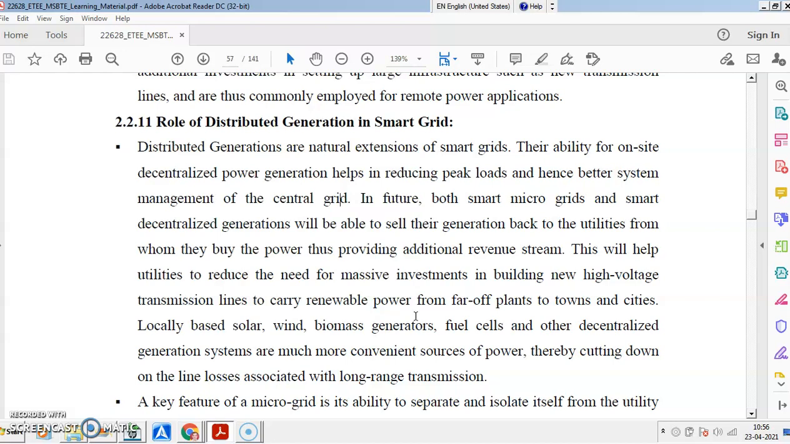In future, both the smart grid and the decentralized microgrid will run hand in hand. That is the vision we have for the future. So the generation is back to the utilities from whom they buy power, with utilities getting an additional revenue stream.